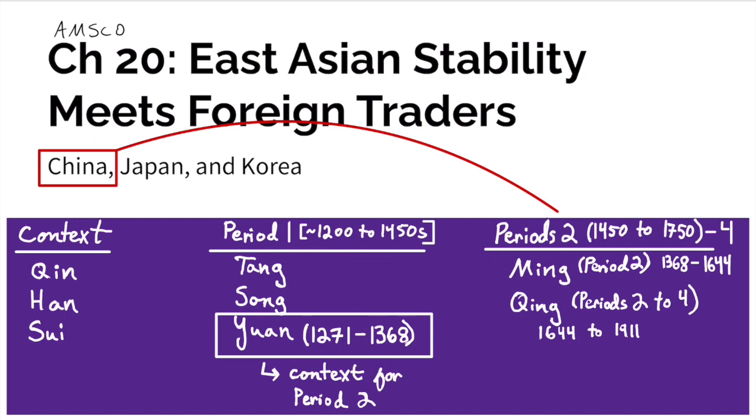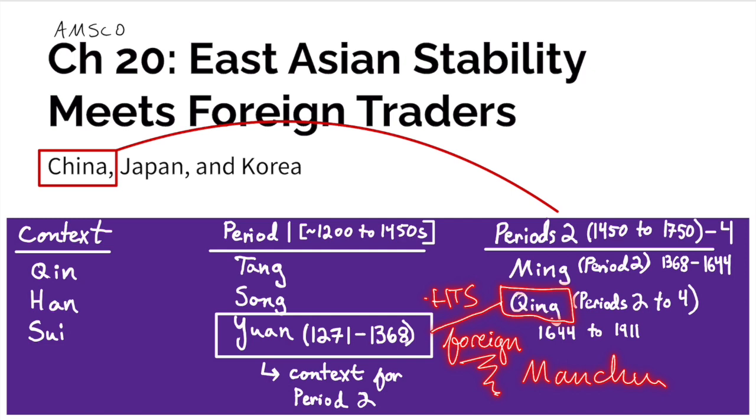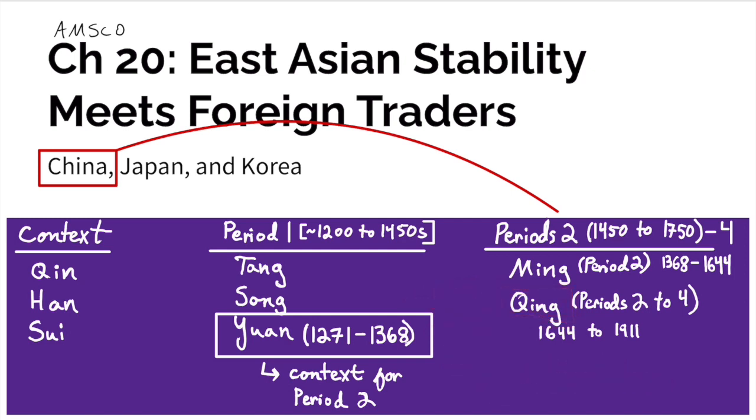Unfortunately, they are going to lose power to yet another foreign invasion, and that establishes the Qing Dynasty. The Qing Dynasty was established by the Manchu from Manchuria. They're going to invade and take over and once again eliminate some aspects of native Chinese culture. So if we're looking at the historical thinking scale of similarities versus differences, the Yuan Dynasty was foreign, the Qing Dynasty was foreign. The Ming Dynasty was the only one that was native to China.